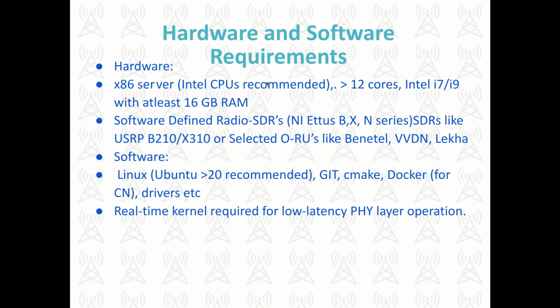Yeah. So the hardware requirement, I think all these are typical, very basic requirements as laid out by the OAI 5G people. For the Intel CPU they recommend more than 12 cores, Intel i7 or i9, with at least 16 GB RAM. Again, this is not very hardcore. This simply means that if you want to achieve higher throughputs, then you should go for a more powerful machine. But it doesn't mean that you cannot have basic functionality, lower throughput functionality, on a lower configuration machine.